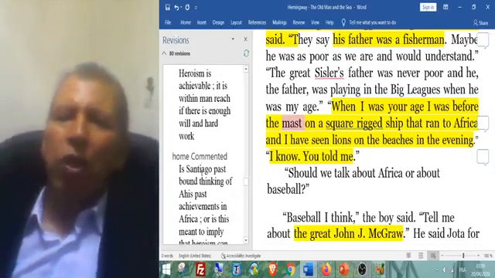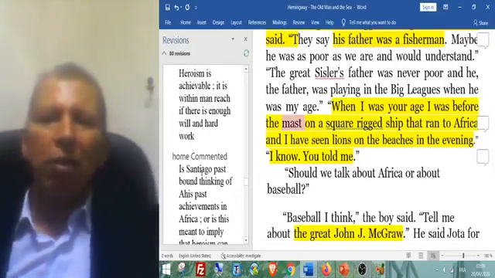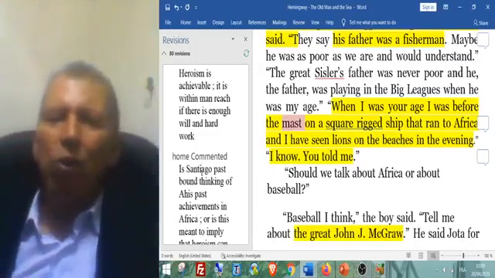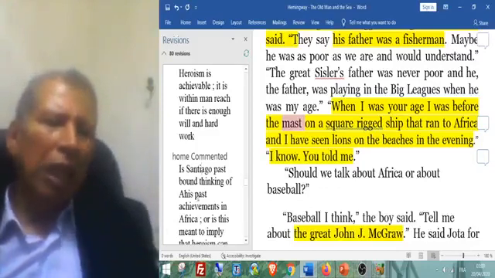When I was your age, I was before the mast of a square-rigged ship that ran to Africa, and I have seen lions on the beaches in the evening. I know, you told me.